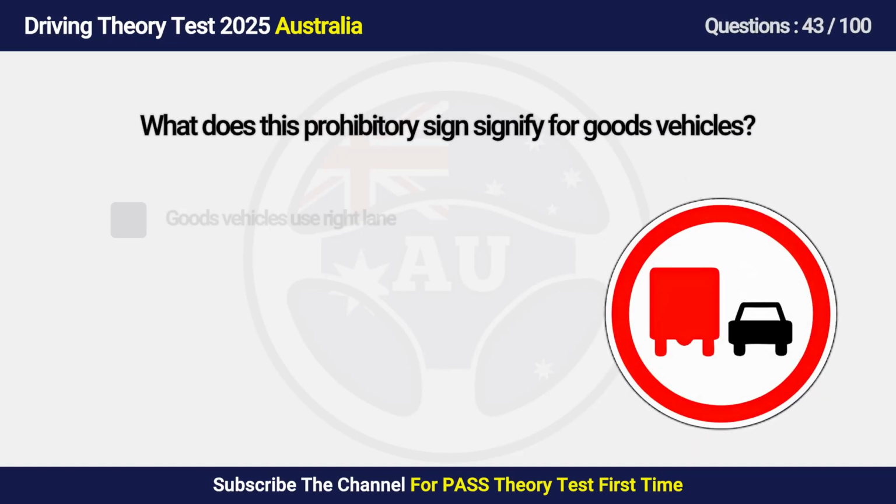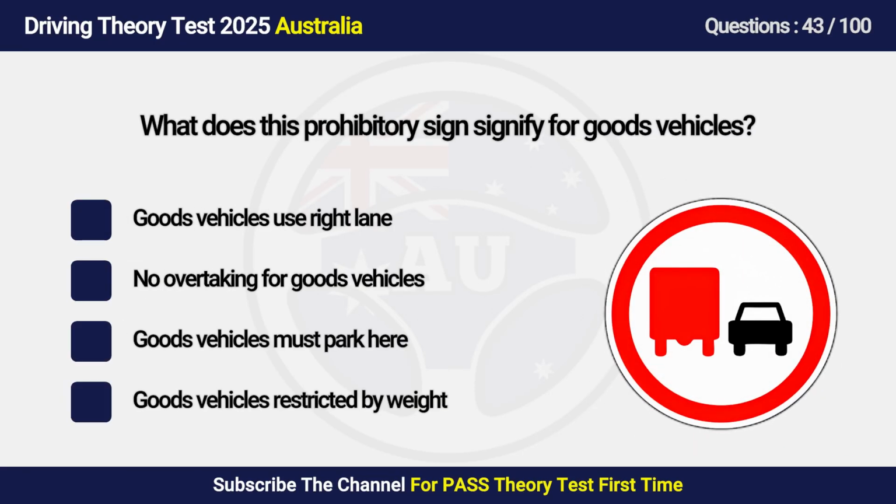Question 43. What does this prohibitory sign signify for goods vehicles? A. Goods vehicles use right lane. B. No overtaking for goods vehicles. C. Goods vehicles must park here. D. Goods vehicles restricted by weight.